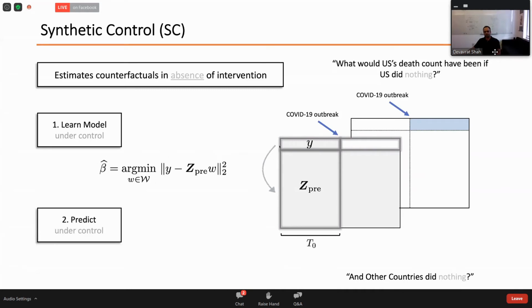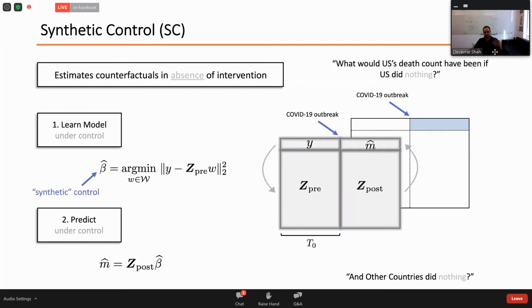Once I have learned this linear relationship pre-intervention, I'm going to use the post-intervention data where other countries did nothing, so they remain the same, and then I will simply multiply them by the learned model, just the way we do in linear regression, and estimate impact. That is, this would be my estimate of what would have happened to the United States if there was no intervention. In a sense, it's extremely simple. It's as simple as it sounds, and as you will see, synthetic intervention is also just this simple with a little bit of change.